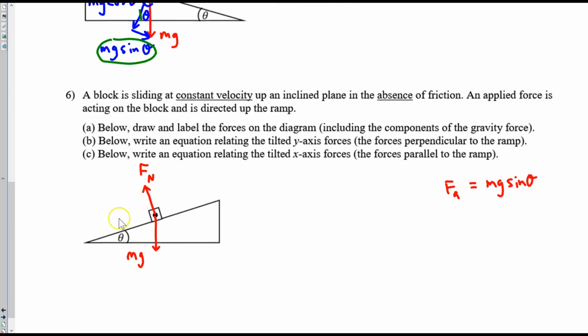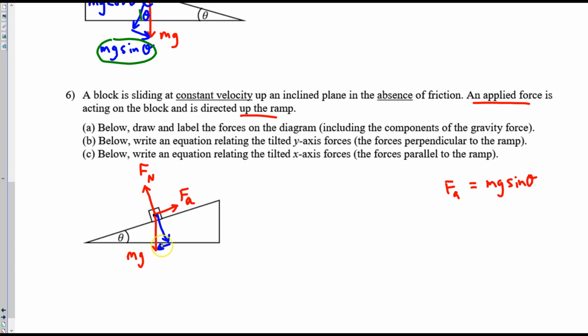Number 6, I drew Fn and mg because those are in every single problem. Is there an applied force? Yes, and it's directed up the ramp, up along the ramp like this. It's probably too long. They say there is no friction, so I'm done. All I have to do next is add components to the gravity force.